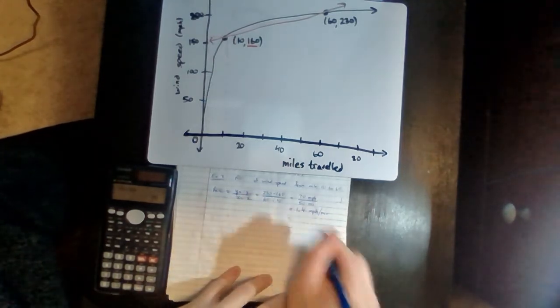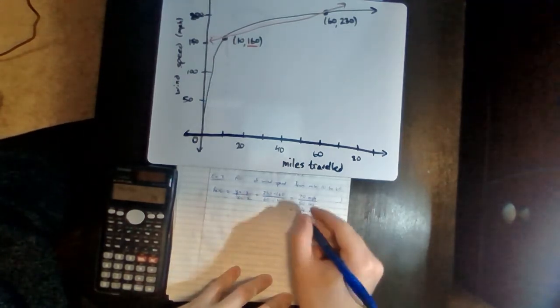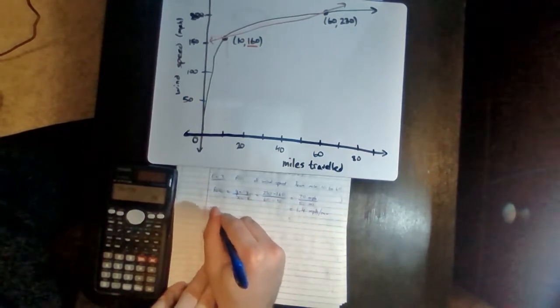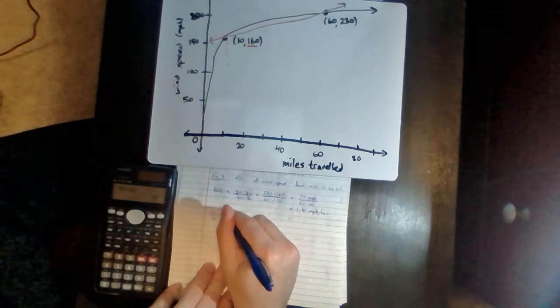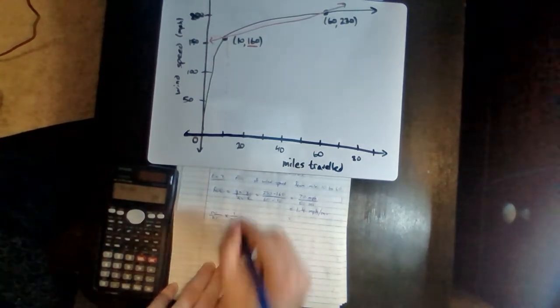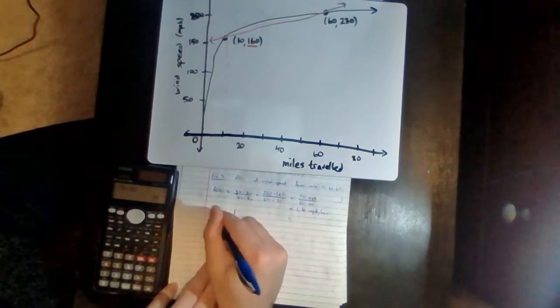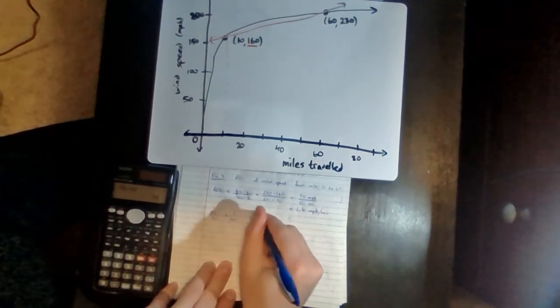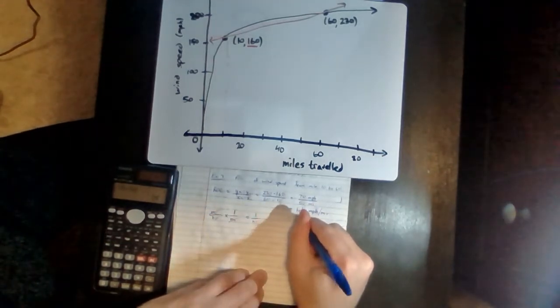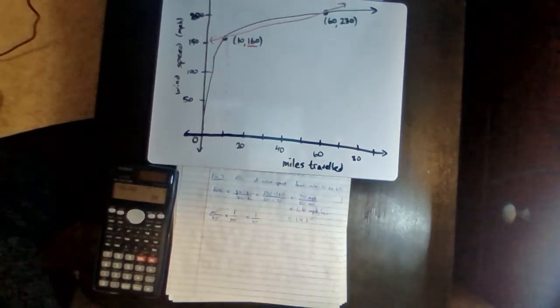But if you are comfortable with that, you might realize miles per hour, miles divided by hours divided by miles, those units are going to cancel out. And so we really just get hours, or hours to the -1.